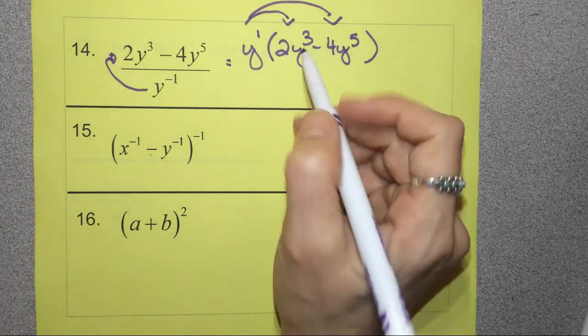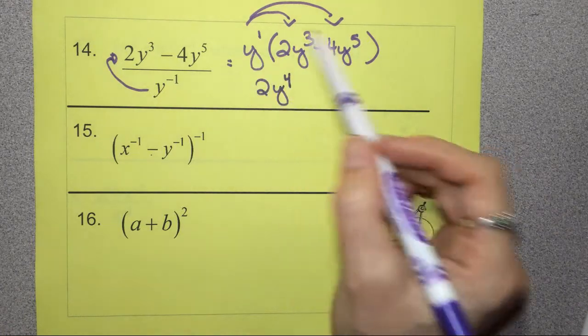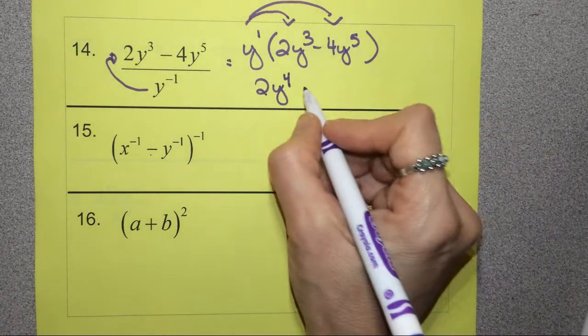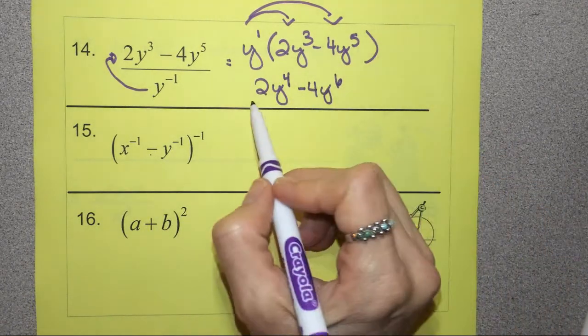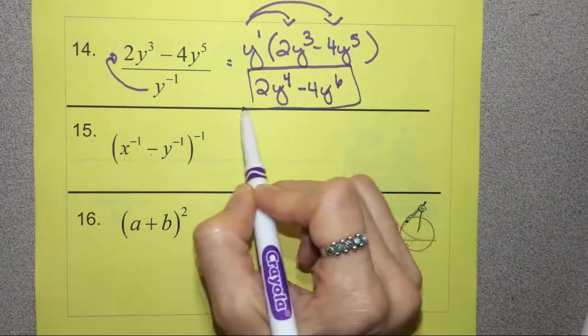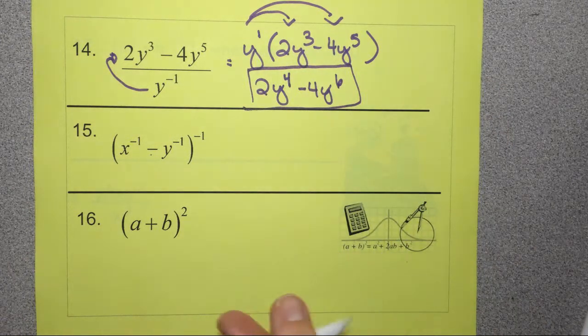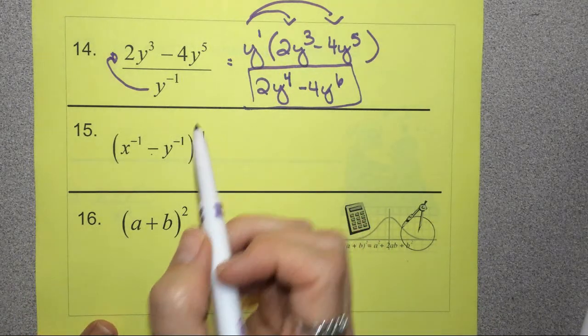So I'm multiplying, and when you multiply, you add the exponents. So 1y times 2y to the third is going to be 2y to the fourth. Then we do the next term. 1y times negative 4y to the fifth is going to be negative 4y to the sixth. And then you look at your exponents, and you see that I have a y to the fourth and a y to the sixth. So I'm done.